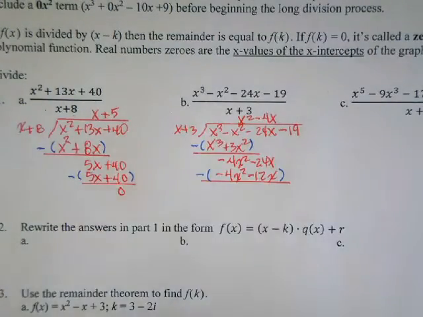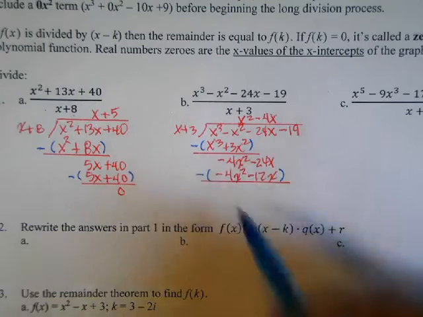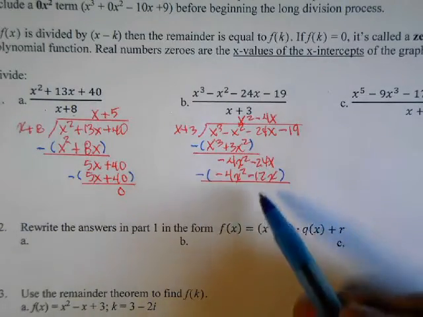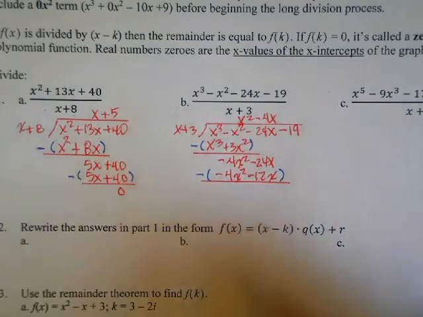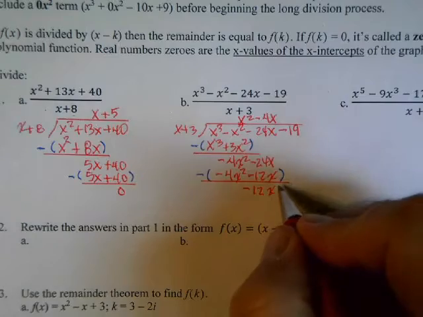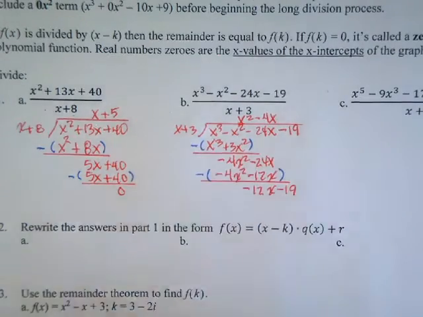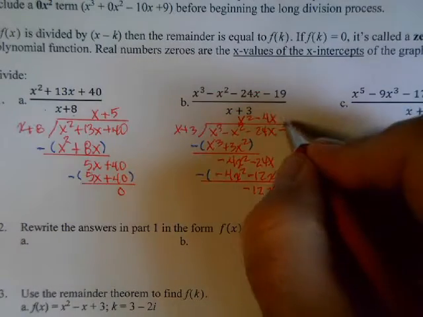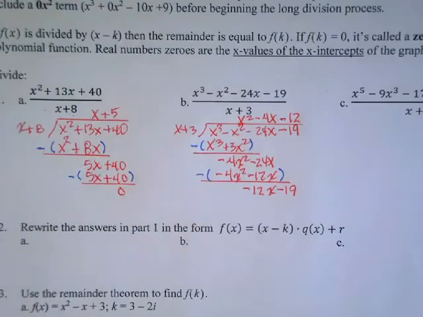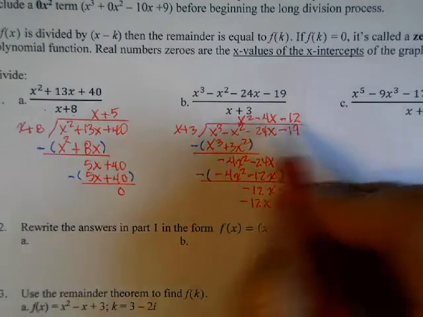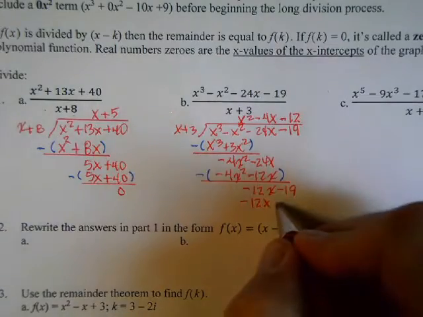So negative 4x subtract a negative 4x, they're gone. 24 subtract a negative 12 will become negative 24 plus 12. So that will give me negative 12. And then I bring down the 19. And so now I want to get negative 12x with the x. So I need a negative 12. So that'll give me negative 12x. And then negative 12 times 3, that'll be negative 36.